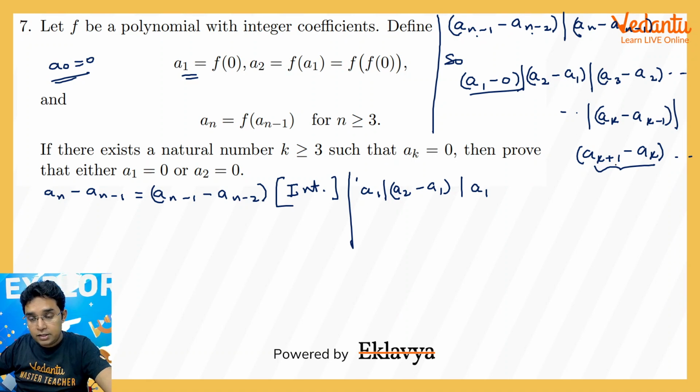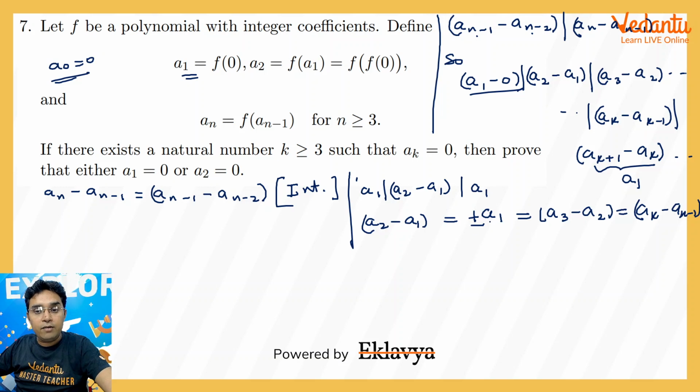This becomes a1. So a1 divides a2 minus a1, and this divides the next, and so on, and this term here is becoming only a1. So what you can say now is that a1 divides a2 minus a1 and this divides a1. I think that is only possible if a2 minus a1 is equal to either a1 or minus a1. Not only a2 minus a1, all these terms lying in between, a3 minus a2, up to ak minus a_{k-1}, they will all be either a1 or minus a1.